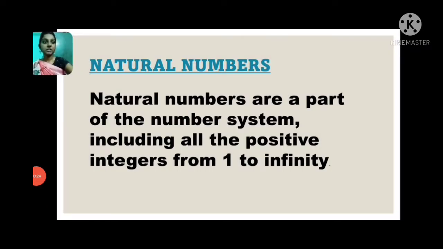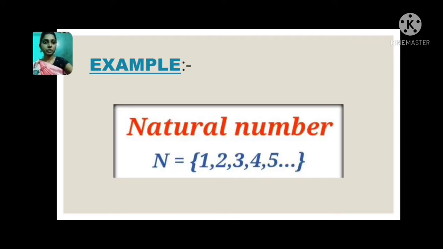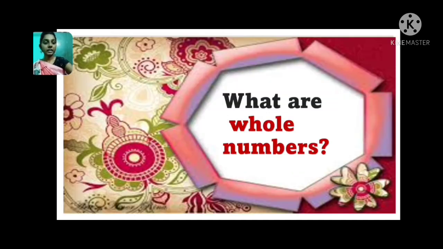Natural numbers are a part of the number system including all the positive integers from 1 to infinity. For example, natural numbers are 1, 2, 3, 4, 5, etc., till infinity. The second one is, what are whole numbers?